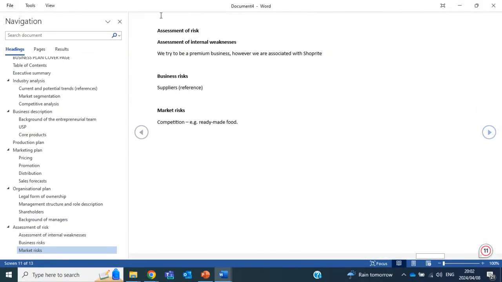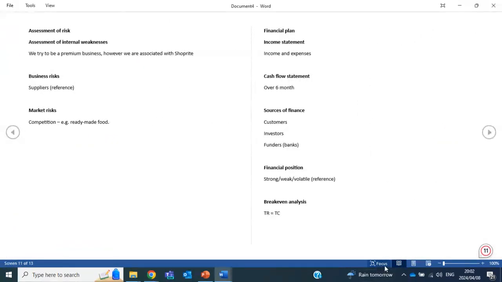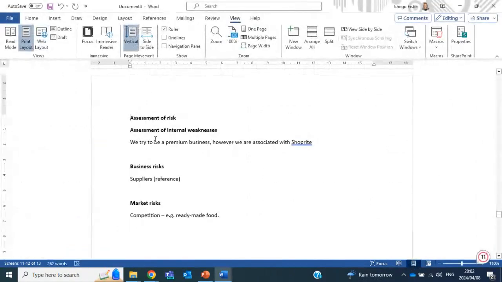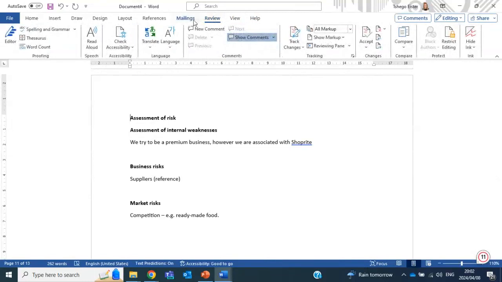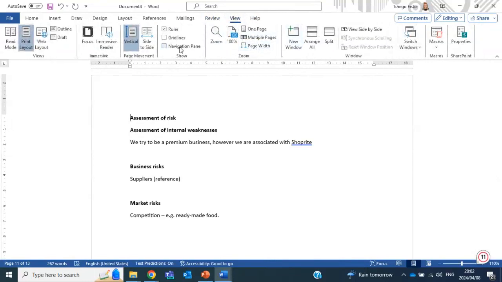And please don't forget this, what do you call it? Sorry, trying to view the navigation pane.